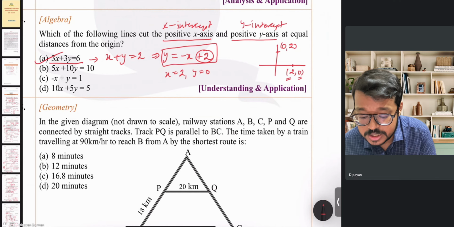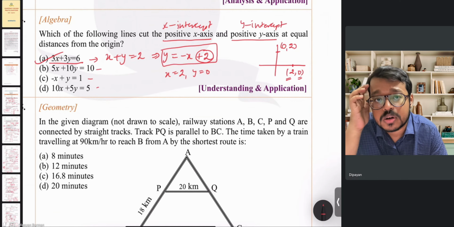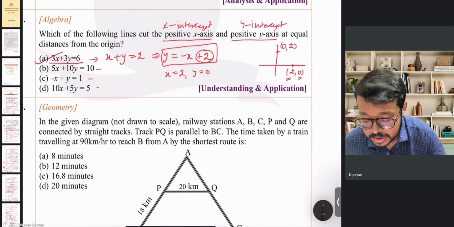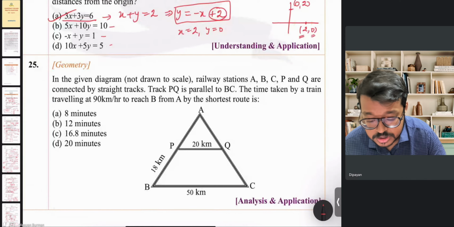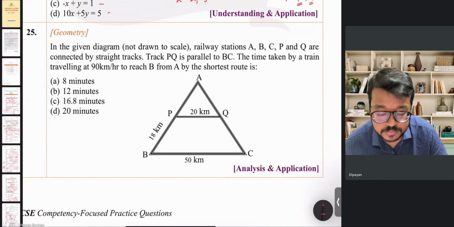If I had checked for any other equation, any other option, I will see that the x-intercept and y-intercept will not be the same. So it doesn't match the condition required. Okay, moving on to the next question. Question 25. This is from geometry.